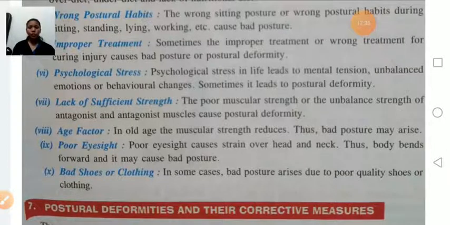Bad shoes or clothing. If the person wears bad quality shoes or bad quality clothes, it also leads to bad posture.